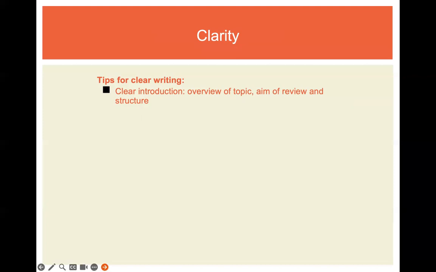Clarity is at the heart of everything. So, tips: it needs to have a clear introduction. You need to have a clear overview of the topic. You need to clarify the aim of the review and the structure of the review. You need to have a clear paragraph structure.